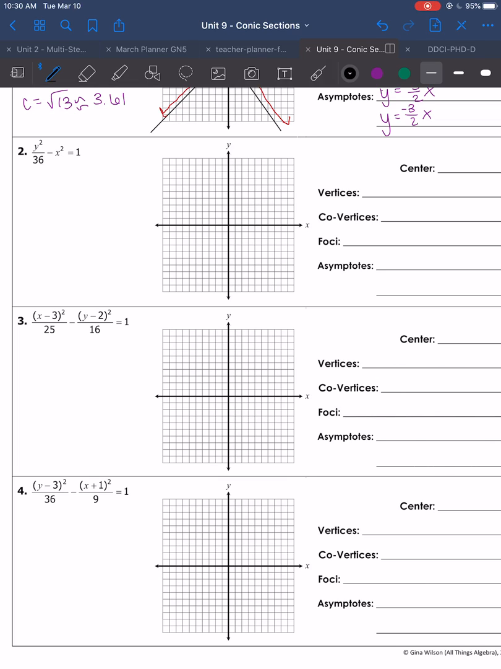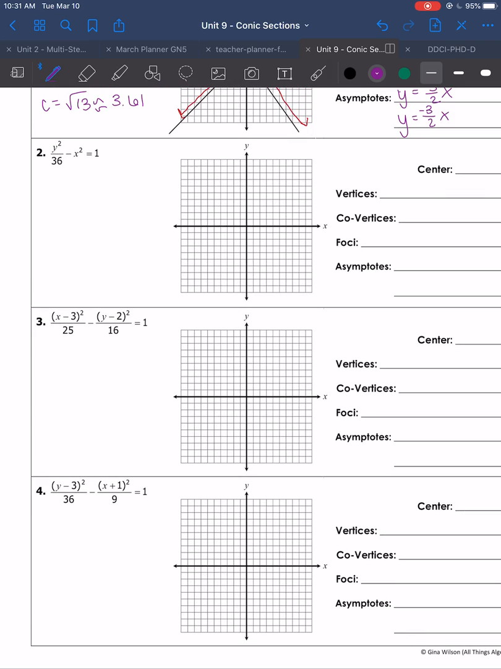So number 3 has a center at (3, 2). And it's also horizontal. So, well, since it's also horizontal, let's do number 4 because number 4 is vertical. So 4 has a center at (negative 1, 3).